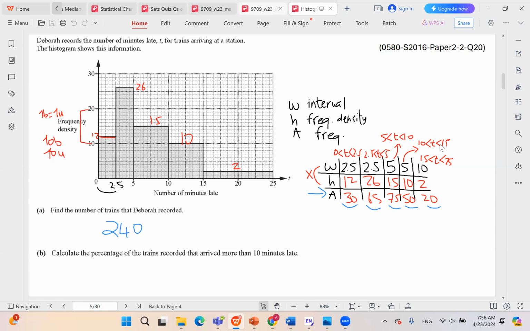Calculate the percentage of the trains recorded that arrived more than 10 minutes late. So more than 10 minutes late means we're talking about these 2 bars. So the last 2 entries. So the last 2 entries in terms of area are these 2, 50 and 20. So the percentage will be 70, which is 50 plus 20, over 240 times 100. And this is equal to 7,000 divided by 240, which gives us 29.2%.